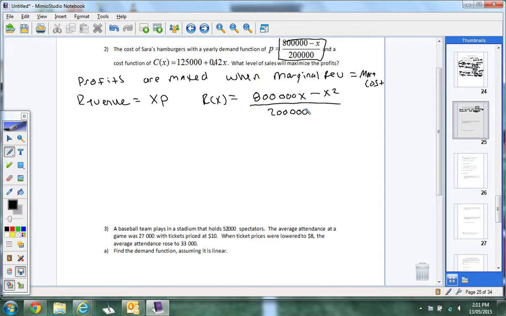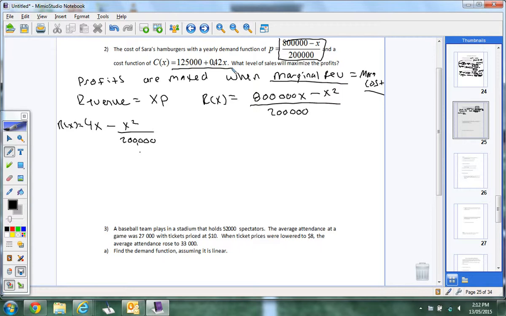And just quickly here, I'm going to go ahead and divide that 200,000 because I can. So this piece turns into 4x. 800,000 divided by 200,000 is 4x. And then this just stays the way it is, x squared over 200,000. Just helps me because I have to take the derivative. I'm looking for marginal revenue, and then we can get marginal cost from this guy here. So I'm working towards getting marginal revenue, and then I'm going to do marginal cost and set them equal to each other because that is a way we can max out our profits.